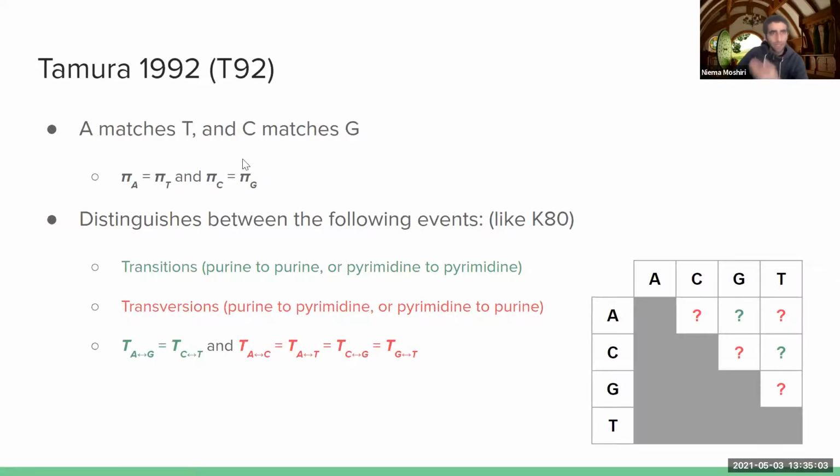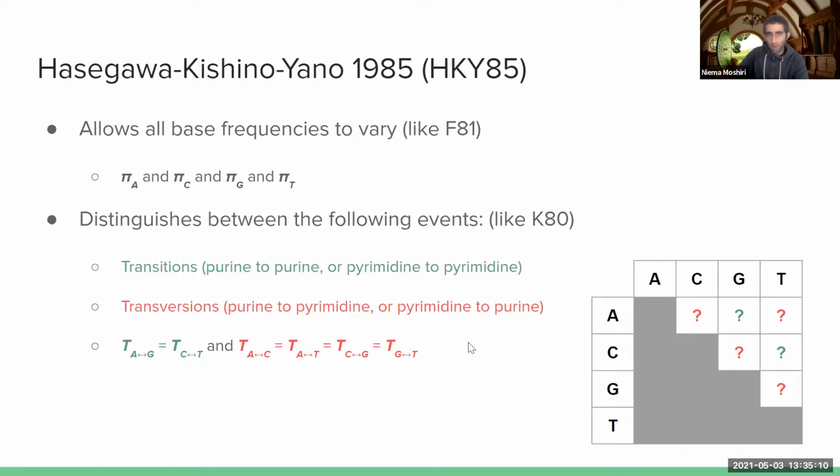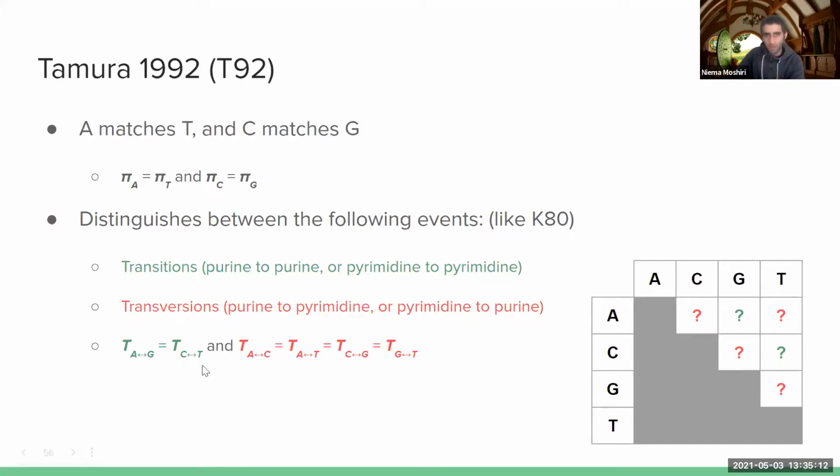Okay, and then in 1992, Tamura came up with this T92 model where this bottom part stays the same. We have these two types of rates, and it's forcing the probability of A to equal the probability of T, and it's forcing the probability of C to equal the probability of G, but these two things are able to change. So like this could be something, this could be something else, but A and T have to be equal, C and G have to be equal.